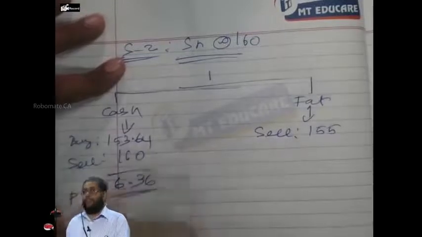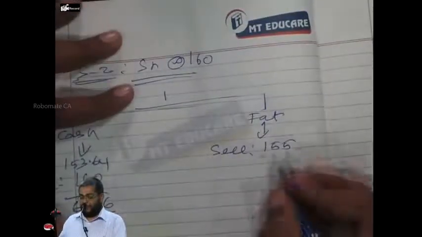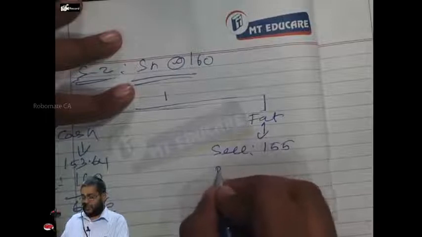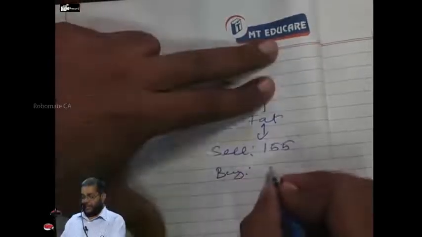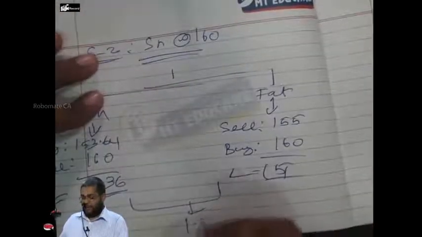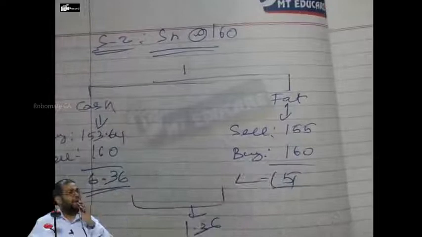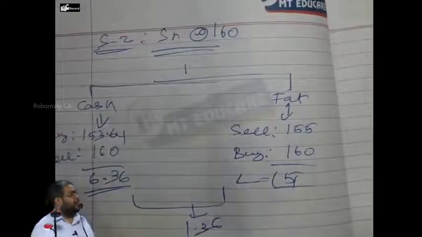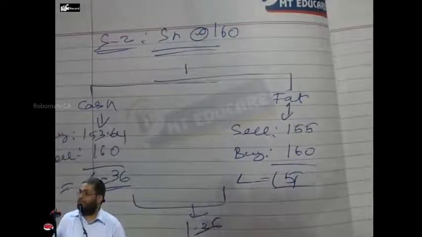6.36, profit or loss? Profit, in the cash market. But in the futures market, what do you do? I give a counter buy at 160. Profit or loss? Loss of 5 rupees. What is the locked-in profit? 1.36. Whatever may be the future spot price, I make the same 1.36 profit. Everybody, yes or no?